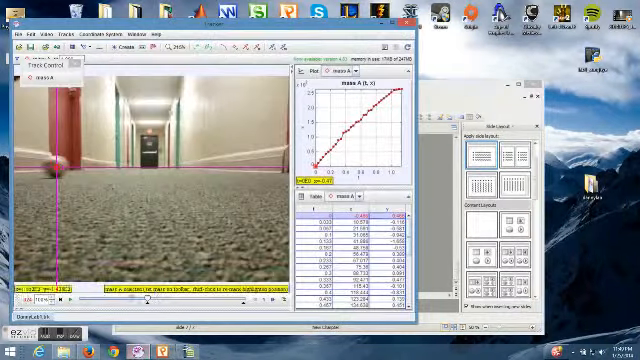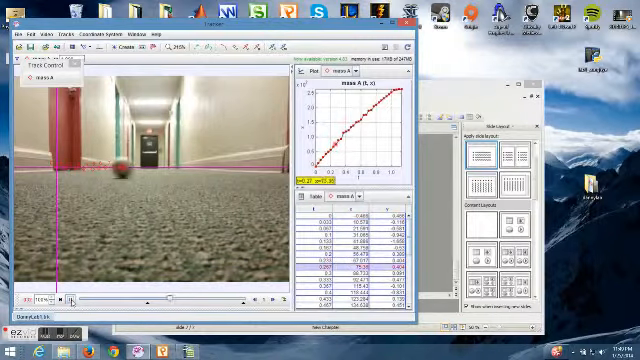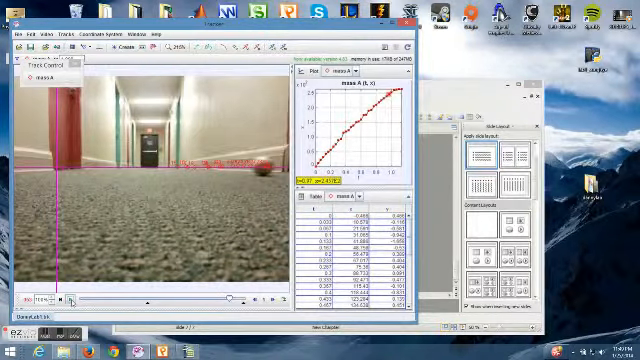So it's time to watch the video of my Tracker file. The ball rolled on a surface with constant velocity. Obviously, you can see in the graph here that it shows a linear pattern of constant velocity motion.